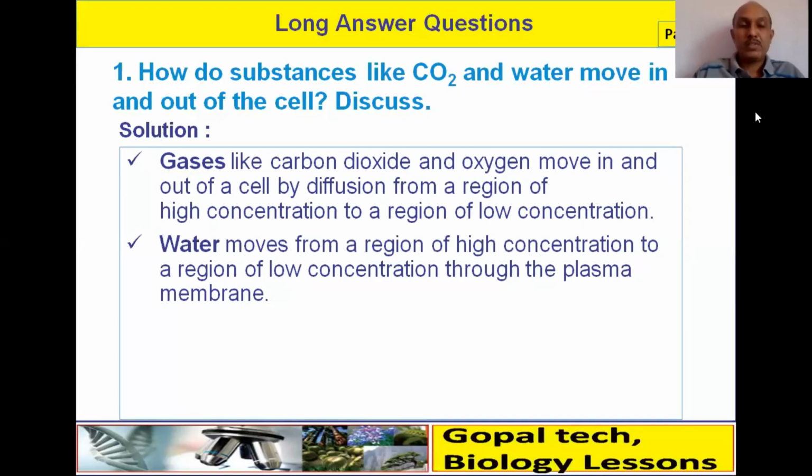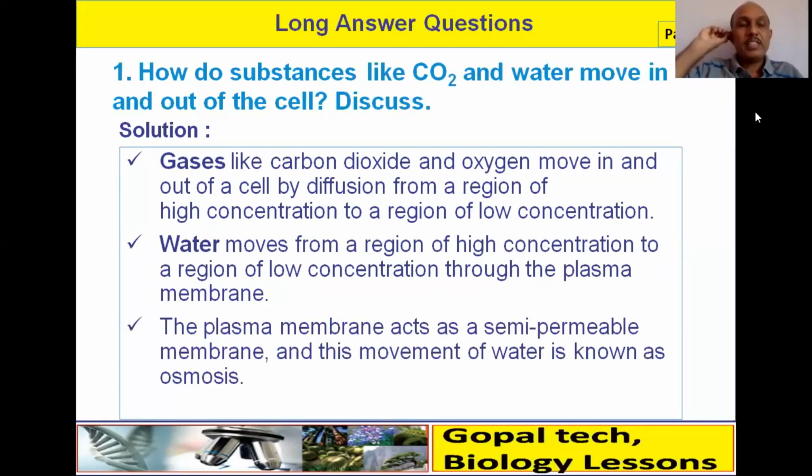So this is the basic difference. The plasma membrane acts as a semi-permeable membrane and this movement of water is known as osmosis. So osmosis requires the plasma membrane and happens in living cells. Gases can be anywhere for diffusion.